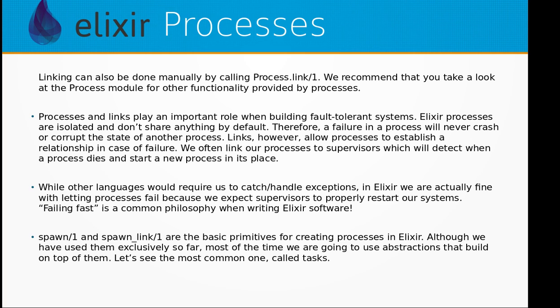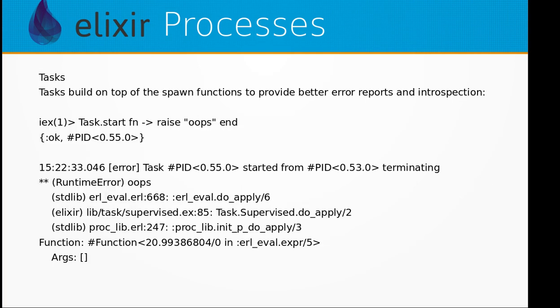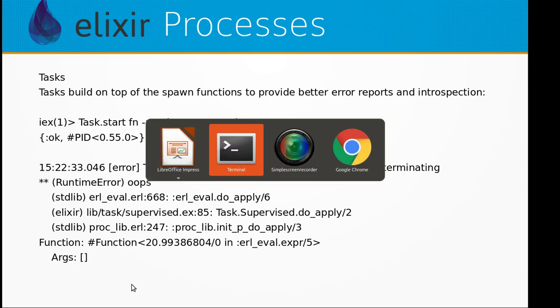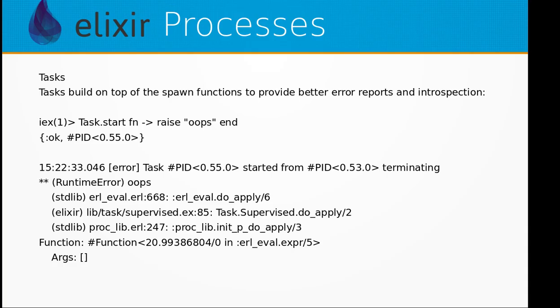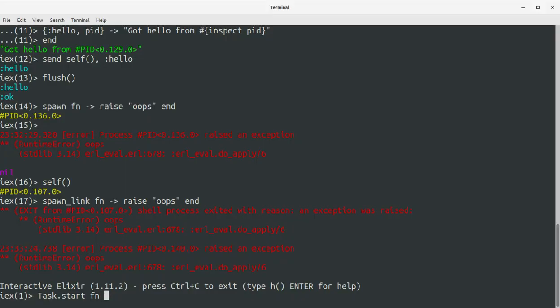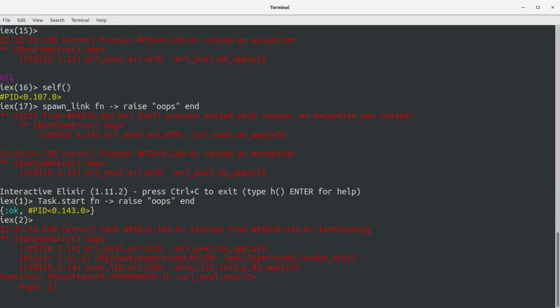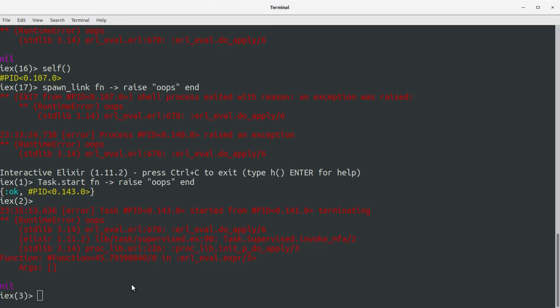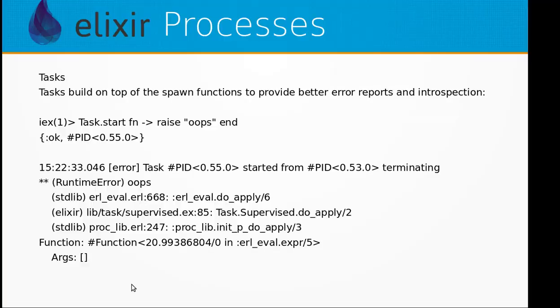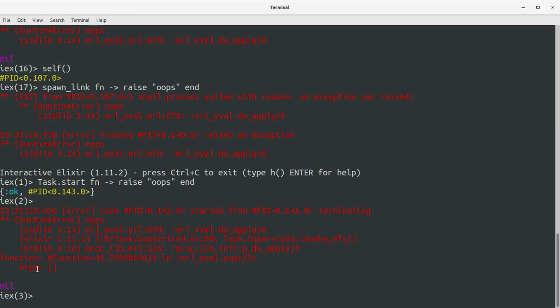Spawn and spawn_link are the basic primitives for creating processes in Elixir. Although we have used them exclusively so far, most of the time we are going to use abstractions that build on top of them. Let's see the most common one, called tasks. Tasks build on top of the spawn functions to provide better error reports and introspection. So let's look at tasks and how they work. Task.start and define a one-liner function, raise oops, end. Okay, we got an error saying terminating. We got a process ID as well, and at the end we got arguments.